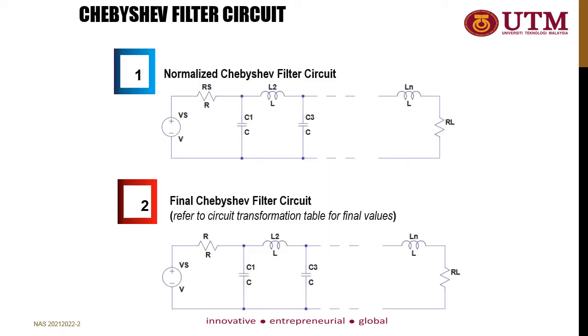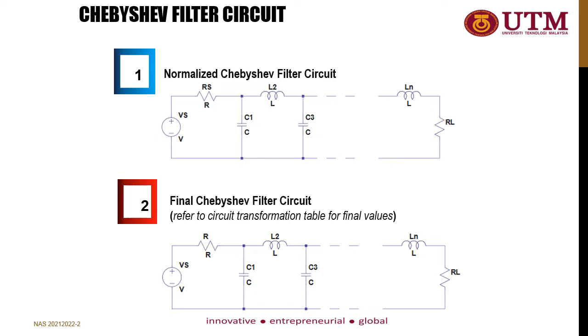Okay, this is the basic representation of a normalized filter circuit. It consists of the voltage source and then the normalized resistor values, followed by combinations of C and L.